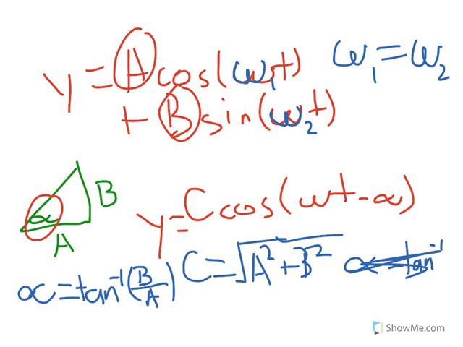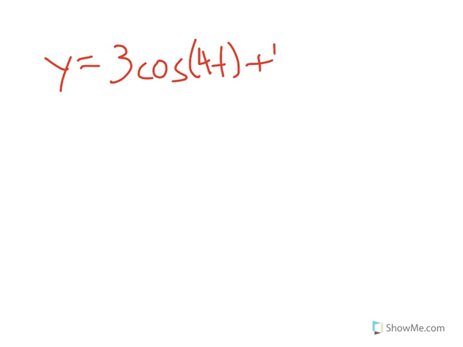So you can see that this is a pretty simple process. One thing to be careful of, though, is when a or b is negative. In that case, you'll have to consider the different quadrants of the coordinate plane, and this will make more sense in the next example. So let's try one. Let me clear this off. So let's say we have the function y equals 3 cosine of 4t plus 4 sine of 4t. I picked these numbers so that the final numbers would be nice.